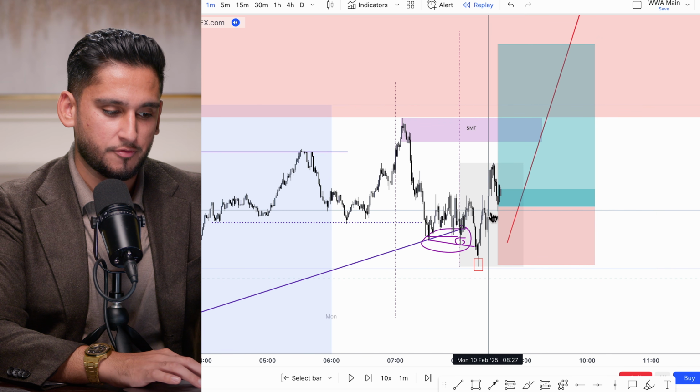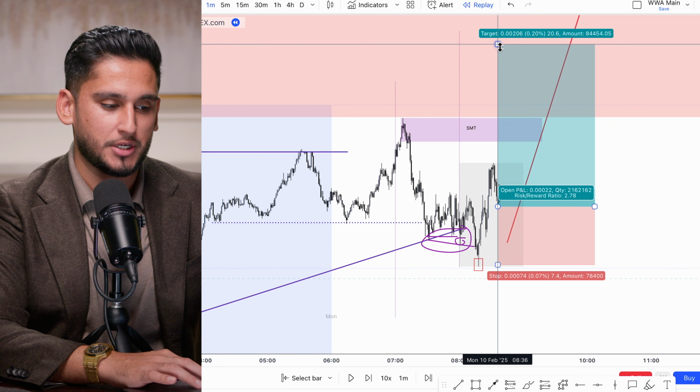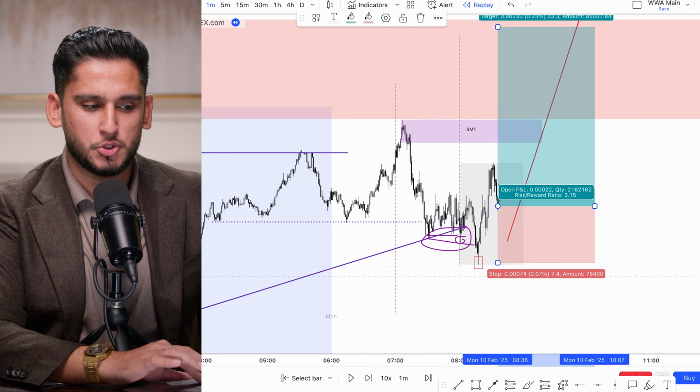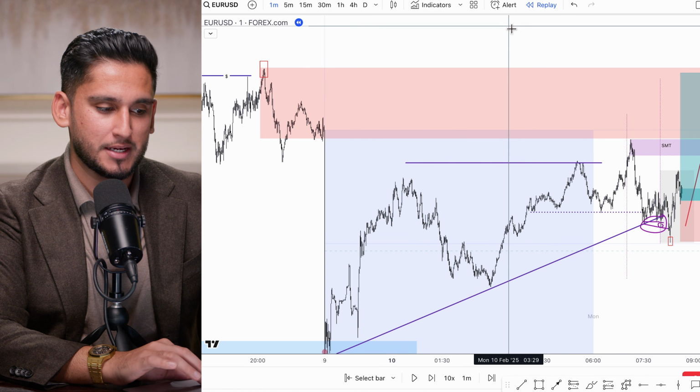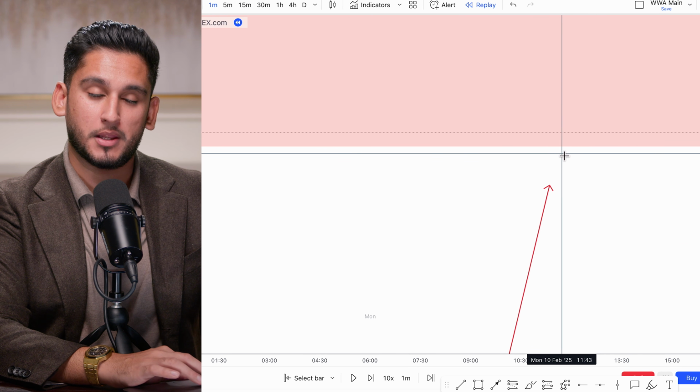Price taps in, comes to the refined IFC, stop loss at the low. We look to trade out of Asia high. Continuation trades are usually short-lived, so 1 to 3 will be appropriate. And you're looking to target this potential supply zone or maybe even higher to the other supply zones we mentioned.